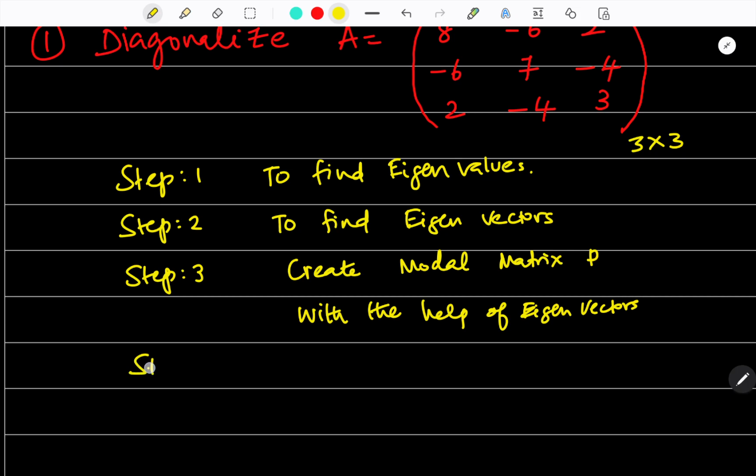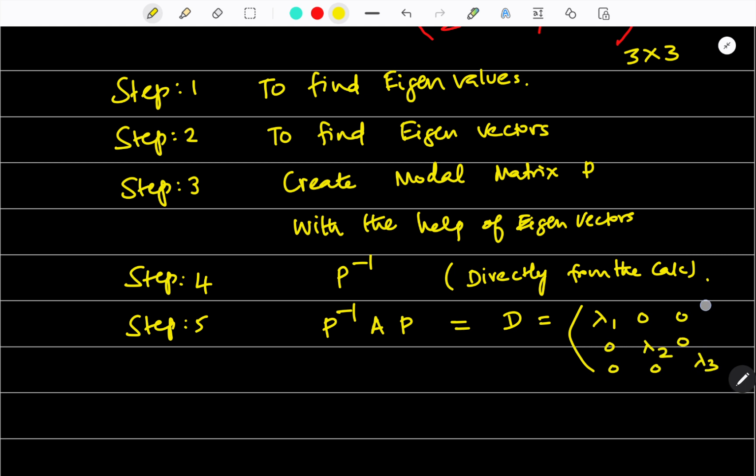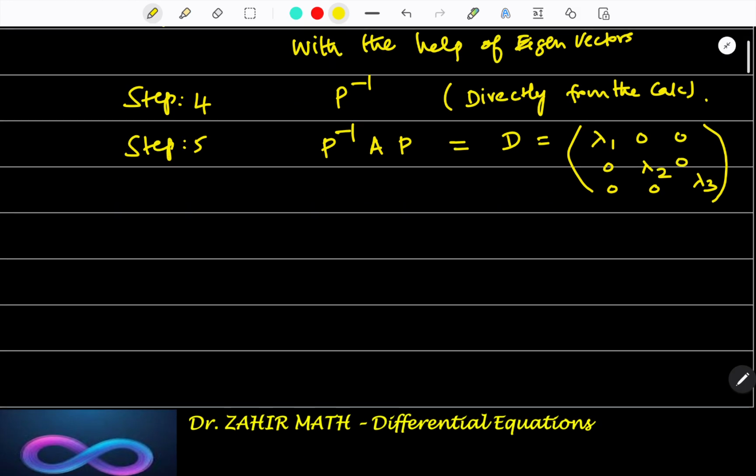Step number 4, you are going to find P inverse directly from the calculator. Keep that in mind. And step number 5, we are going to find P inverse AP, which is equal to a diagonalized matrix. Keep in mind, the diagonal elements will be your lambda 1, lambda 2 and lambda 3. So these are the steps we are going to follow. Let's start the solution.